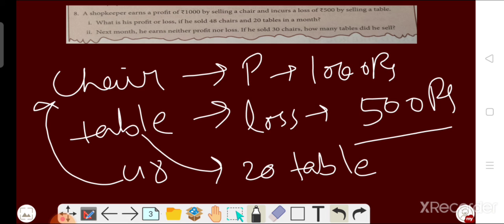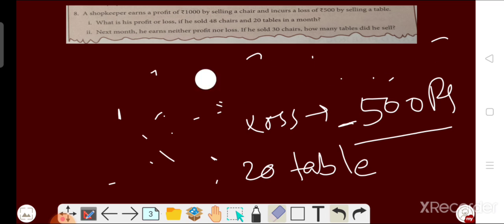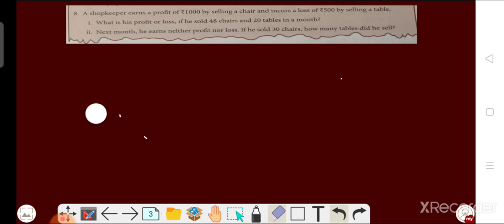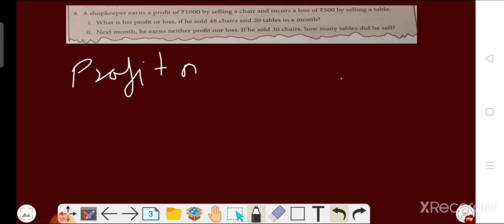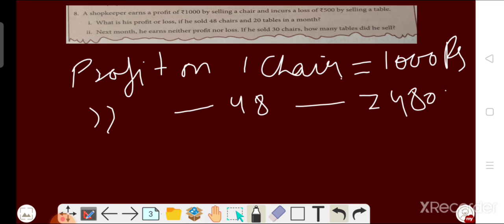As you know, in case of integers, profit is represented by a positive integer and loss is represented by a negative integer. Okay. So let us calculate the profit or loss in case of selling 48 chairs and 20 tables. Okay. Profit on one chair is equal to 1000 rupees. So profit on 48 chairs is equal to 48,000 rupees.